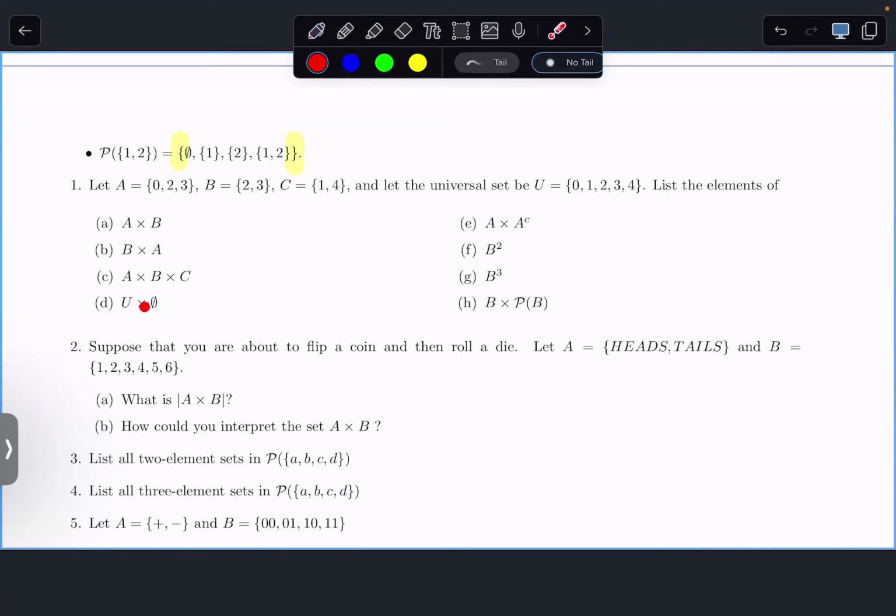Notice here, you're doing the Cartesian product, and at the very last step, you're doing the Cartesian product with the power set. Whoa, yikes. Don't worry, B is very little.